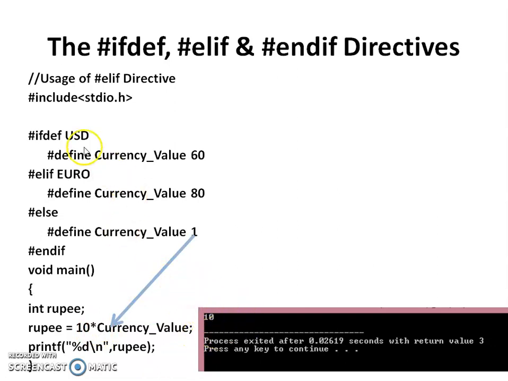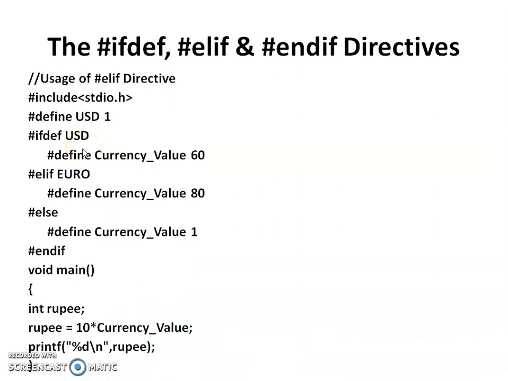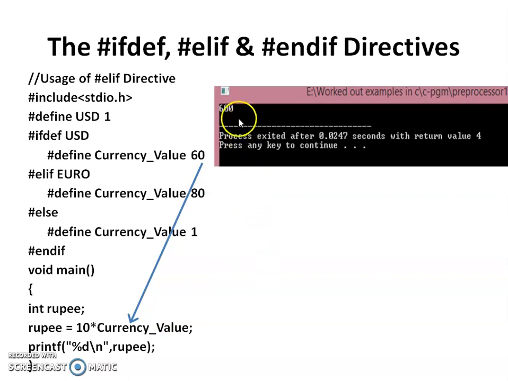So let's define the value for USD and check the output here. Okay, so now let's go ahead with the USD definition. So hash define USD 1. So I am defining USD as 1. So here USD is defined. Yes, it is defined. If it is true, then what is the currency value? Currency value is 60. So this 60 value will be substituted for this currency value here. Then it is multiplied with 10 and rupee value will be 10 into 60. I am going to get it as 600 for this.